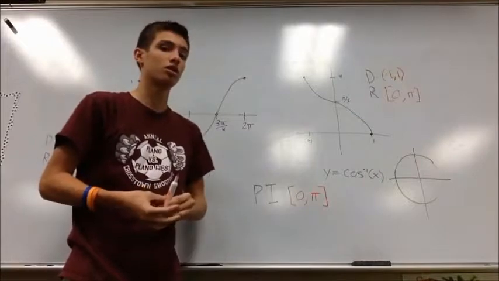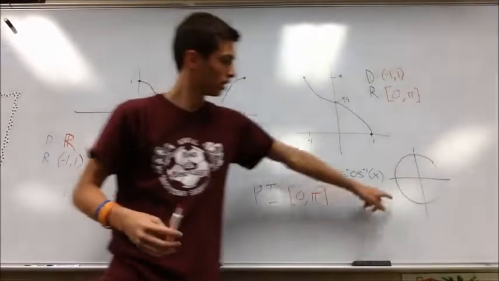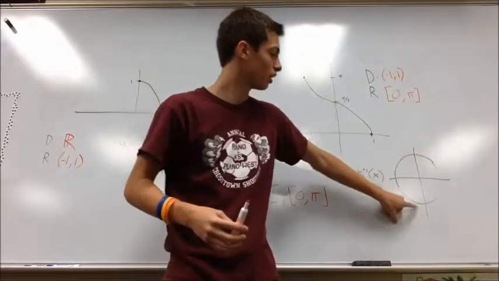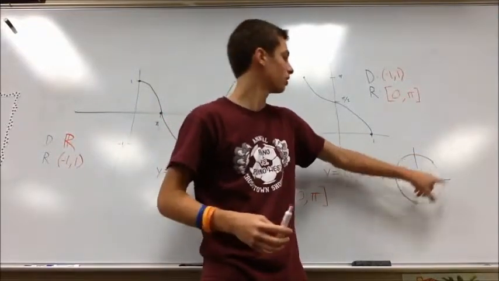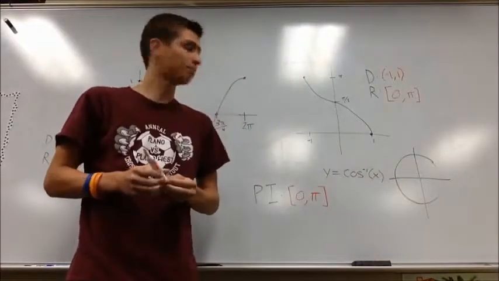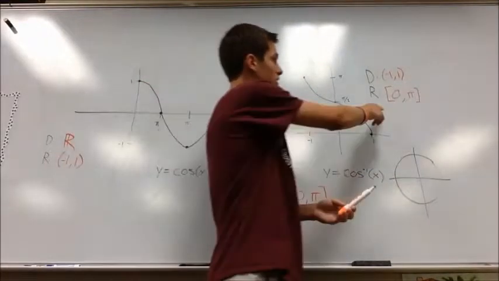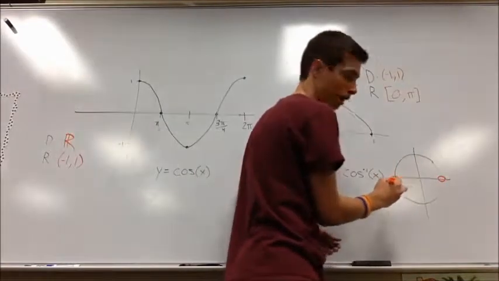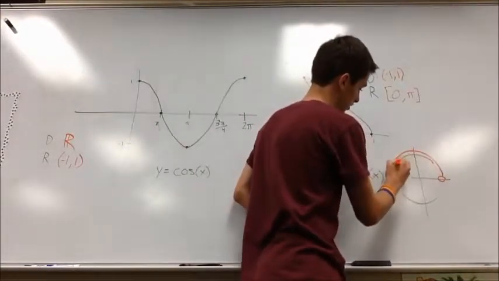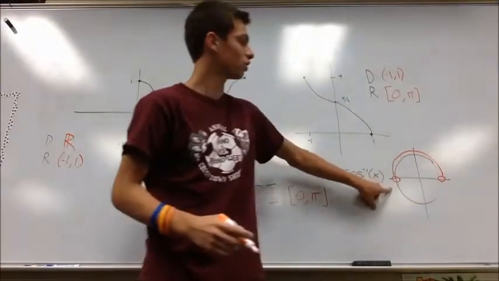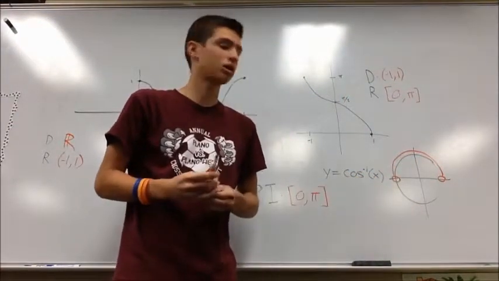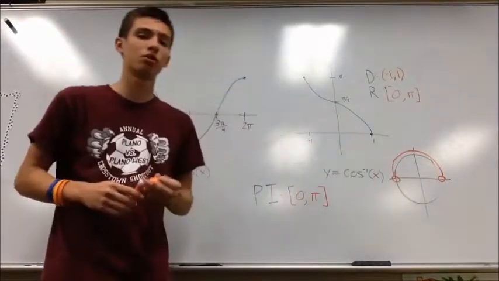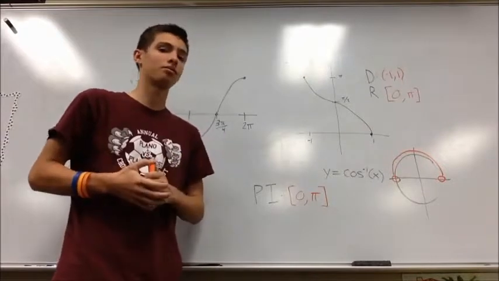Now, I'm going to show you where it is on the unit circle. Here's our unit circle. This is going to be 0, pi over 2, pi, 3 pi over 2, and 2 pi. So, the place that this goes here is from 0 to pi. And so whenever you're solving for an inverse cosine, you have to make sure that your solutions fit within the principal interval, or else there will be no output.